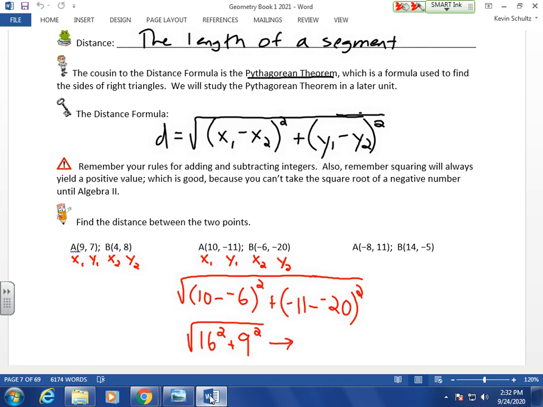which equals the square root of 256 plus 81, which gives us what? The square root of 337. Okay?